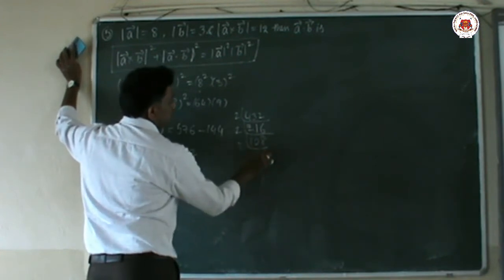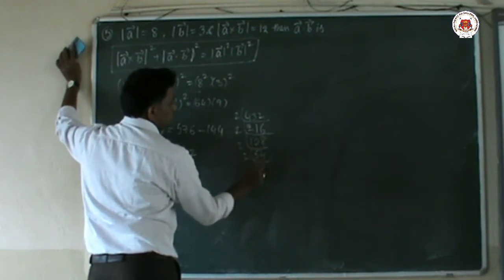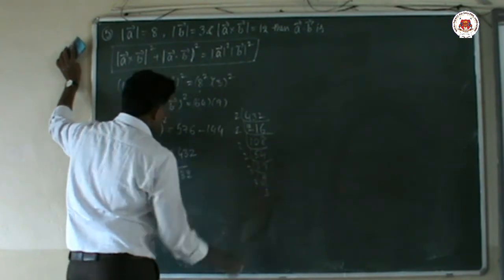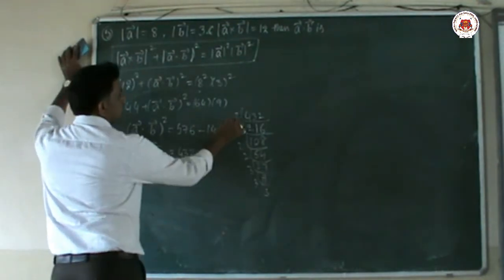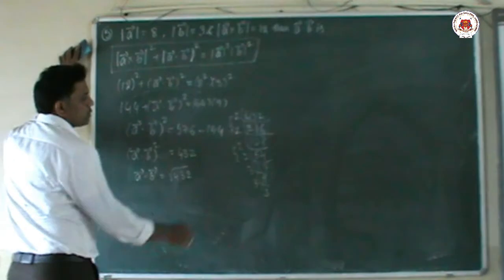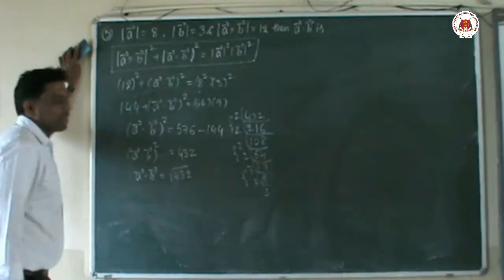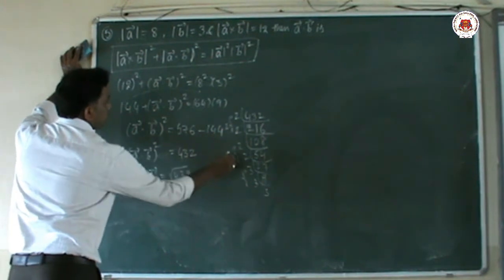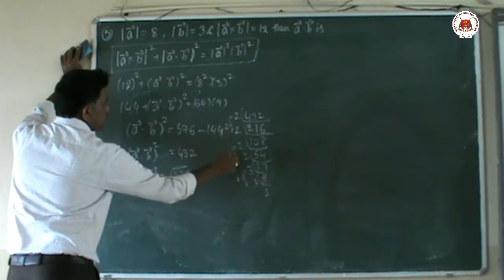Again 2 table: 2 5s are 10, 2 4s are 8. Again 2 table: 2 2s are 4, 2 7s are 14. 3 9s are 27, 3 3s are 9. That means, children, in the square root, instead of 2 2s we can write 1 2, instead of these 2 2s we can write 1 2, instead of 2 3s we can write 1 3. That means finally the answer is, instead of these 2, 1 2, here 1 2, here 1 3. So 2 2s are 4, 4.